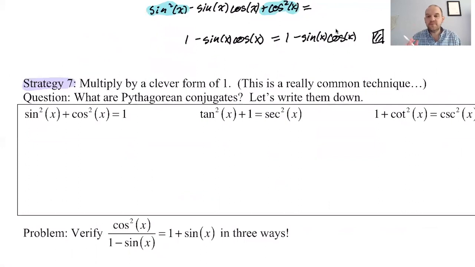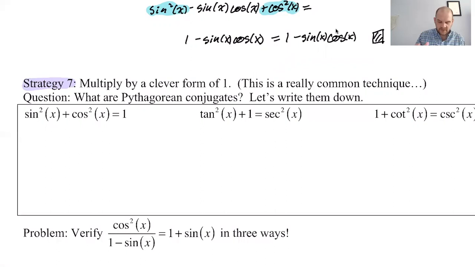All right, so strategy number 7 is multiply by a very clever form of 1. Well, it just says a clever form of 1, but they're all very clever. So that might mean multiplying the top and the bottom of a fraction by sine over sine, right? Multiply both the top and the bottom by the same thing.